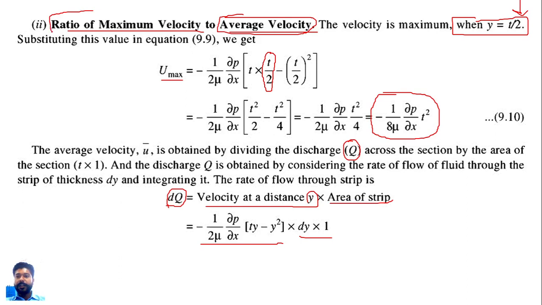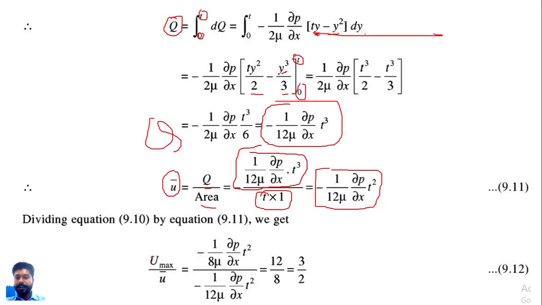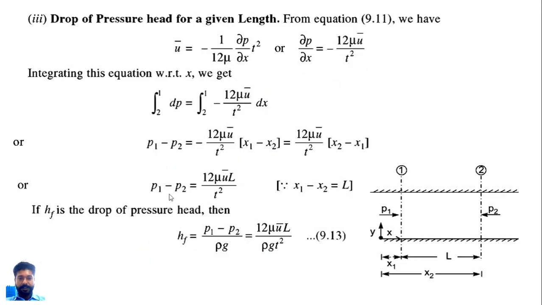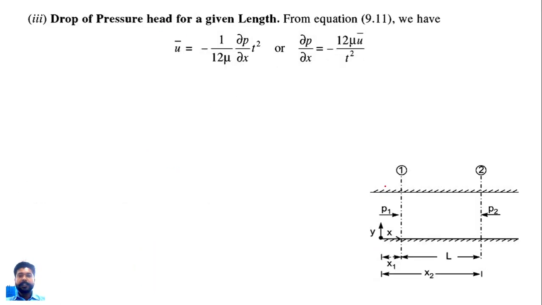And what are we going to find? We are going to find the ratio of maximum velocity to the average velocity. So here it is your maximum velocity divided by average velocity. So it is 3 divided by 2, that is the value of maximum velocity to average velocity.